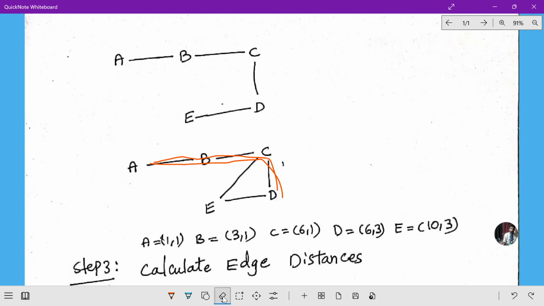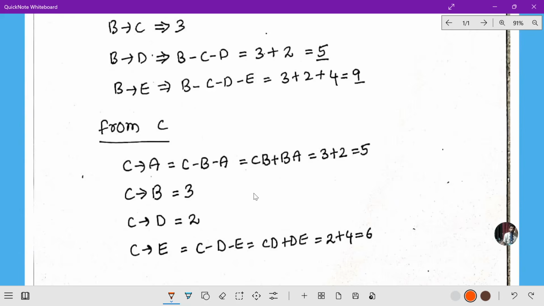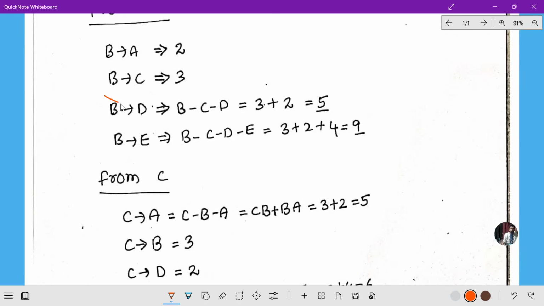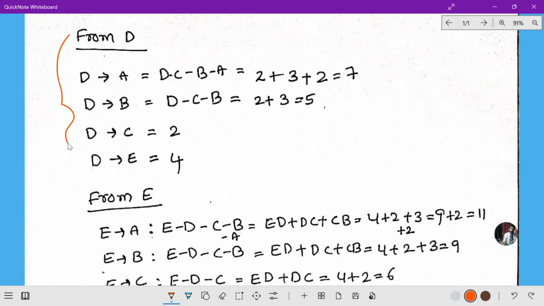You observe here, when I say B to D, so this is B to C, this point. I want to go from here to here. So the answer is B to C plus C to D. Yes. So how do we find out this B, C, D? The answer is BC plus CD. Similarly, we find all the values for C and D also. So we can find E also.